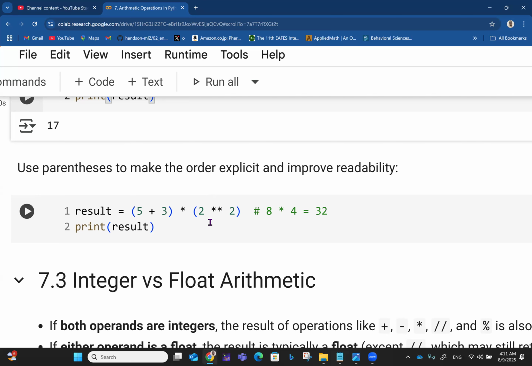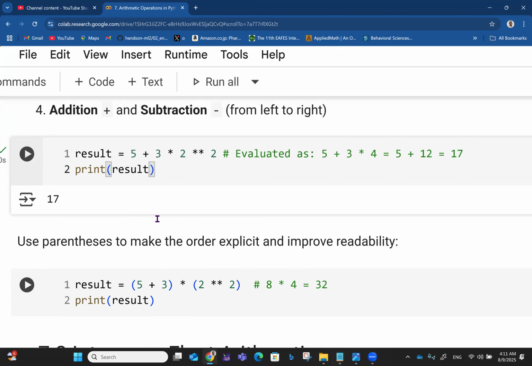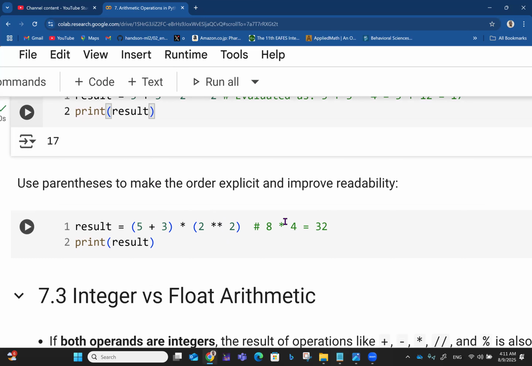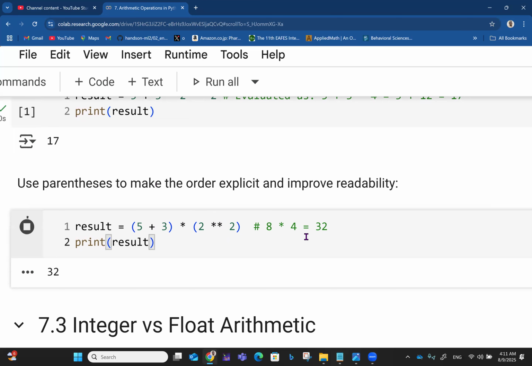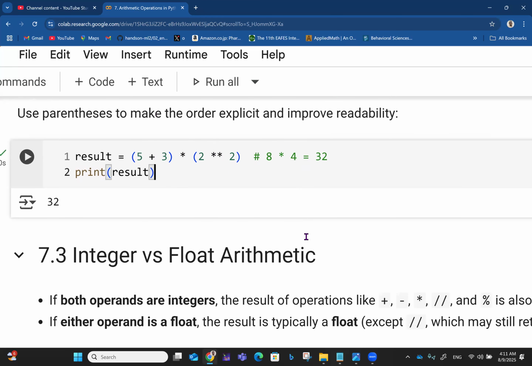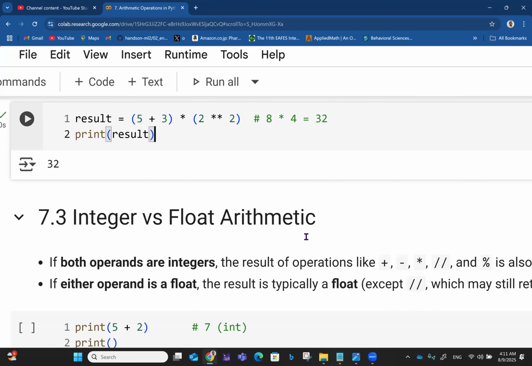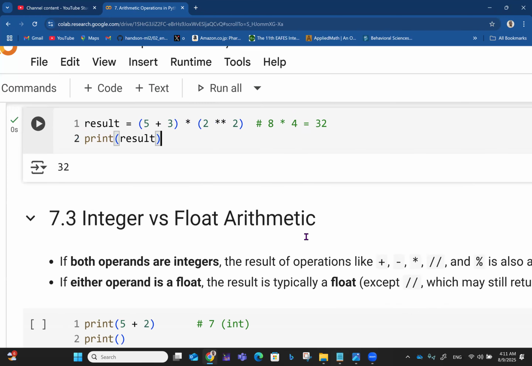But because of the brackets, now you already know 5 plus 3 should go first. So you have 5 plus 3, 8, 2 raised to power 2, 4. So you can now multiply 8 times 4, 32, and then you get this result. So the parentheses automatically make them have precedence over the other ones.